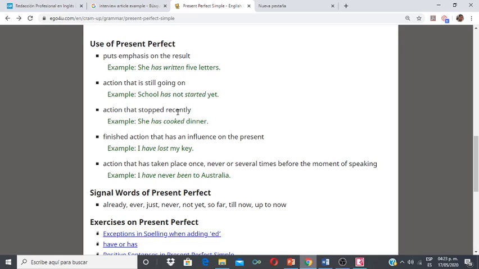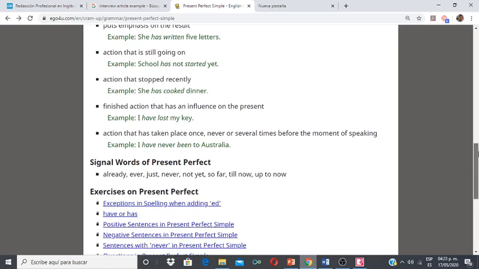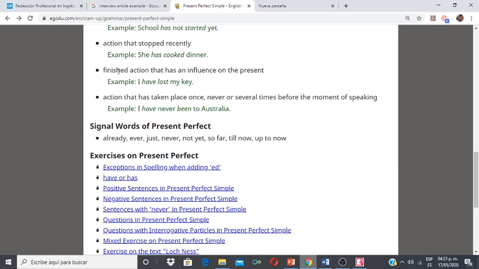When the action stopped a moment ago, recently, we say she has cooked dinner. So it means that she finished just a moment ago. Sometimes we use the word just in the middle of the auxiliary and the past participle to indicate that. When we say she has just cooked dinner, that could be an option. Another thing is to talk about an action that is finished and that had an influence on the present. For example, if I say I have lost my keys, it means that I lost them in the past, but until this moment in the present, I haven't found them. I don't know where my keys are, so I say that I have lost them.